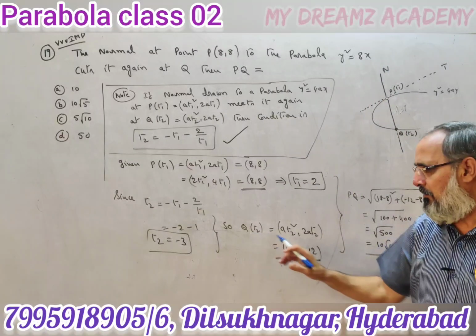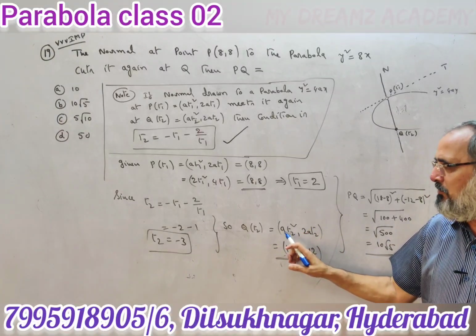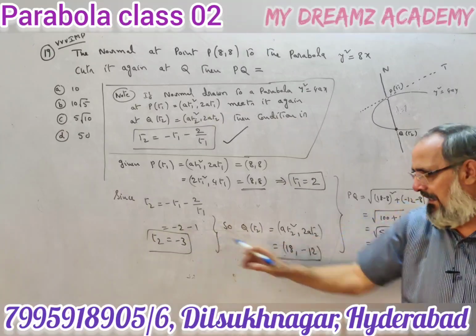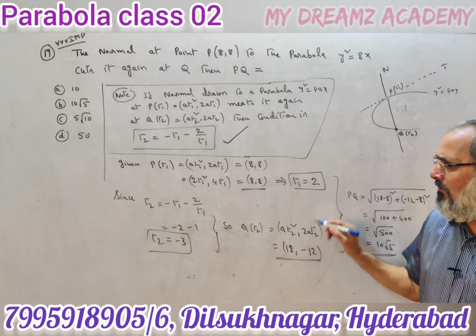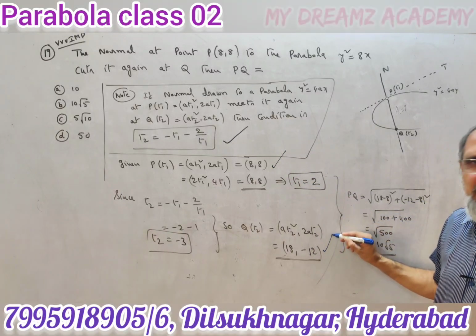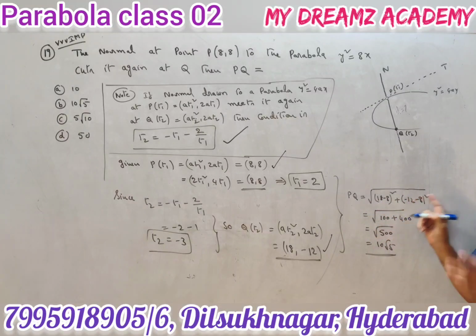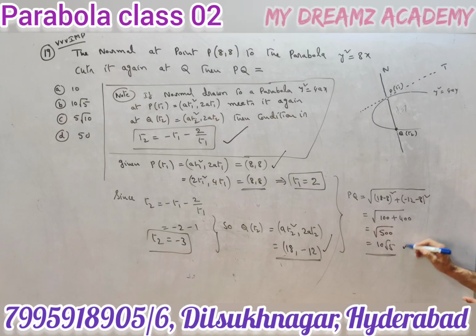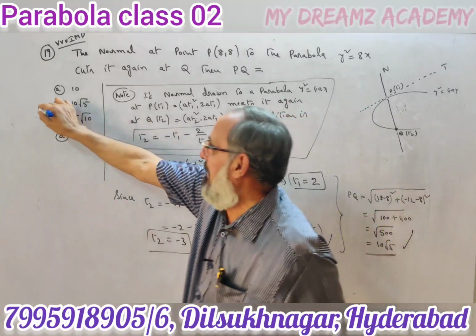Once both t1 and t2 are in hand, and a is already known as 2, the point Q(t2) is (2at2 square... that is, at2 square, 2at2). a is 2, t square is 3 square, 9, 9 into 2 is 18. Similarly the y-coordinate is minus 12. Once P and Q are in hand, the distance between those two points is the square root of (x2 minus x1) whole square plus (y2 minus y1) whole square. Simplify, that comes to 10 root 5, which matches option B.